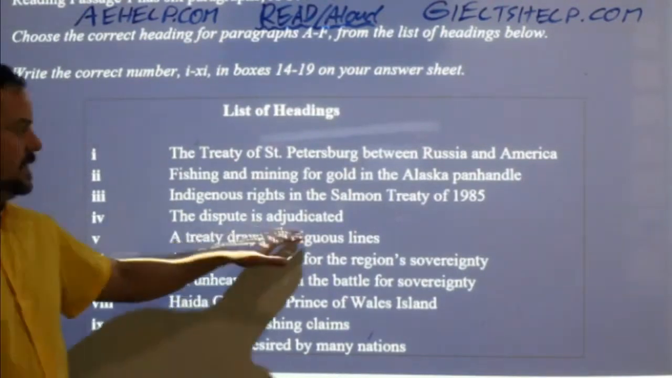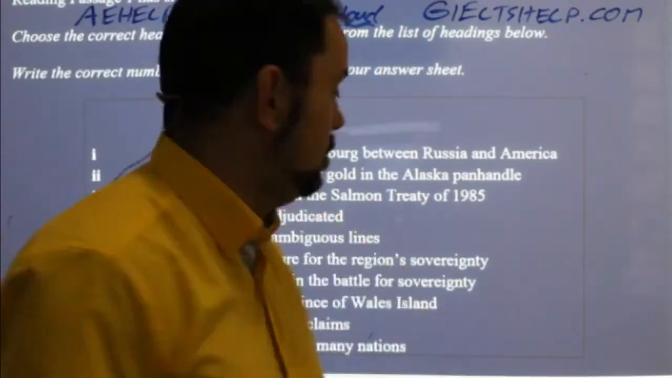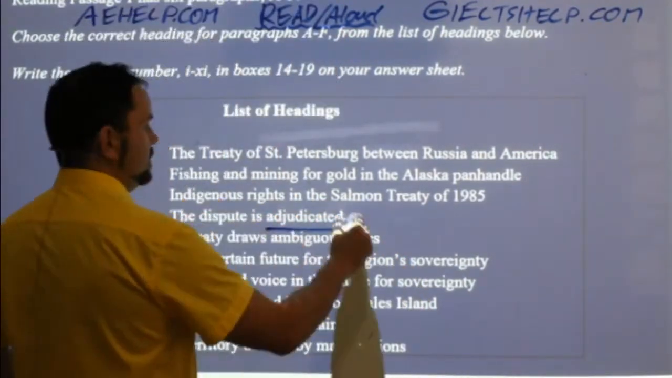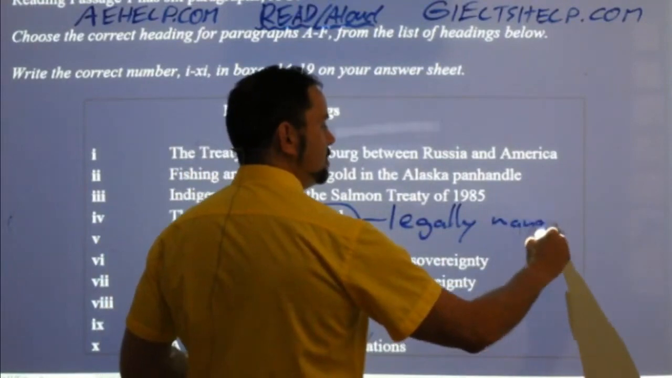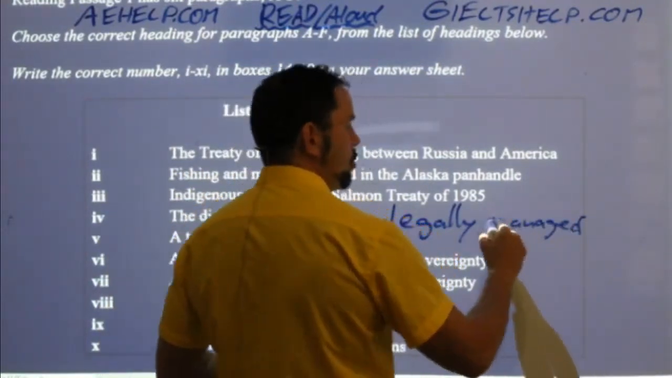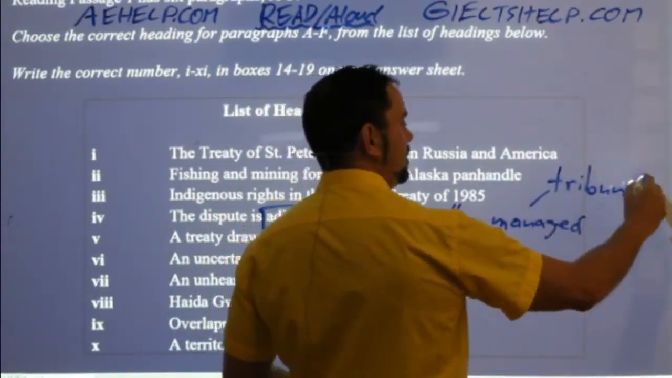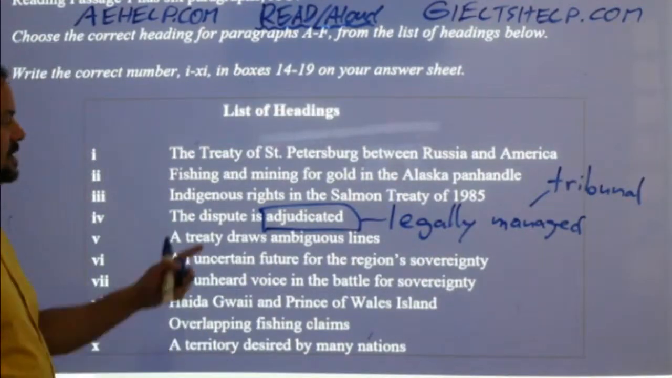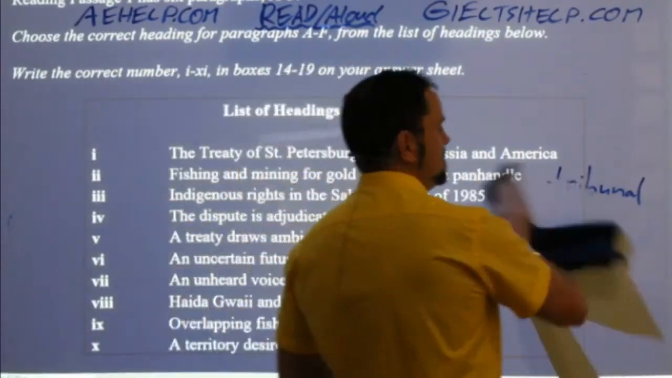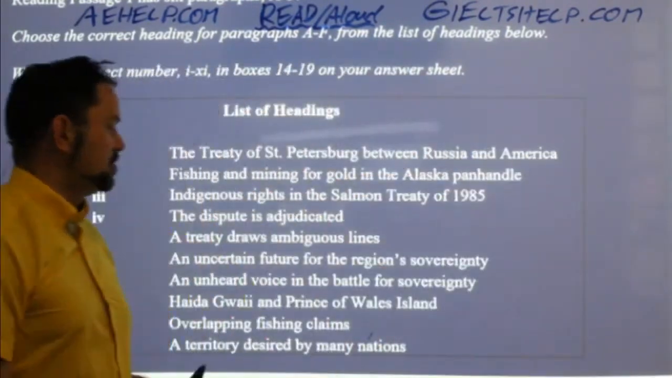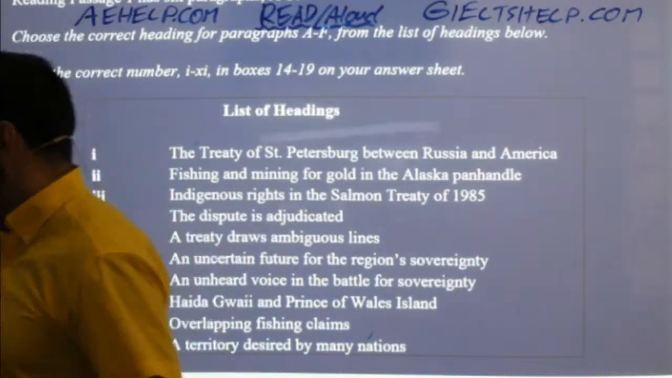It means it basically is taken into the legal world, okay? So that tribunal, okay? So adjudicated, it's legally managed. Okay, so when it goes to the court, it's legally managed, and in this case, that was the tribunal. Okay, it would be very difficult to skim or scan for this because the word is not in the paragraph, I believe. So they simply just say it goes to an international tribunal. So number 4 is the best answer. Yeah, very good. Great job, everyone.